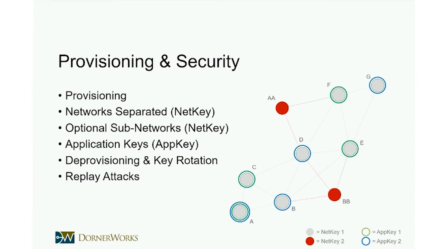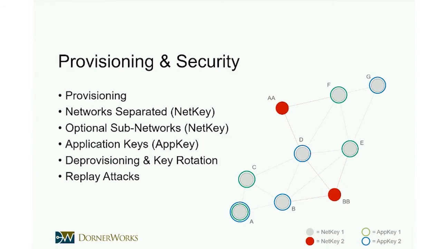On the other hand, if you look at BB and AA, they're part of the red network. If they send out messages and B, D, and E hear them, they will not forward those messages along because they don't have the same network key. So those messages will still arrive, they just get dropped.